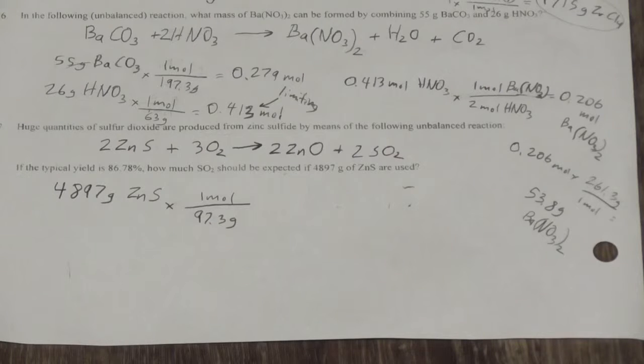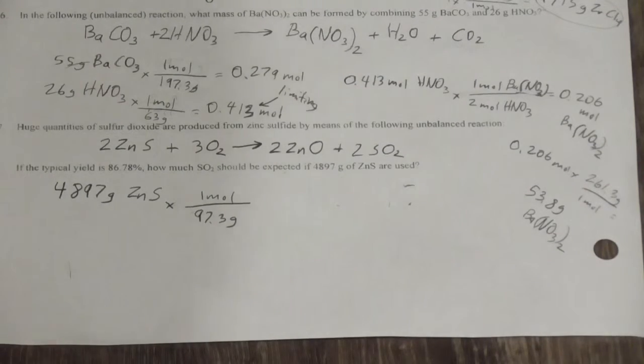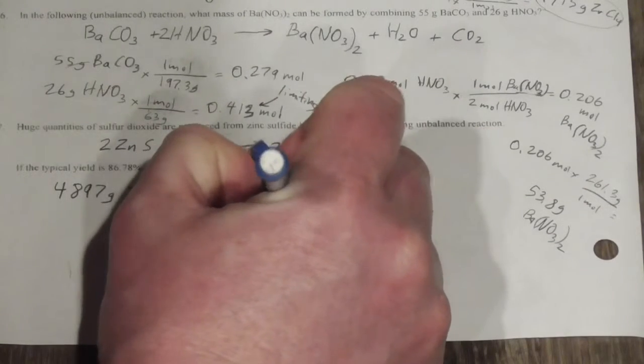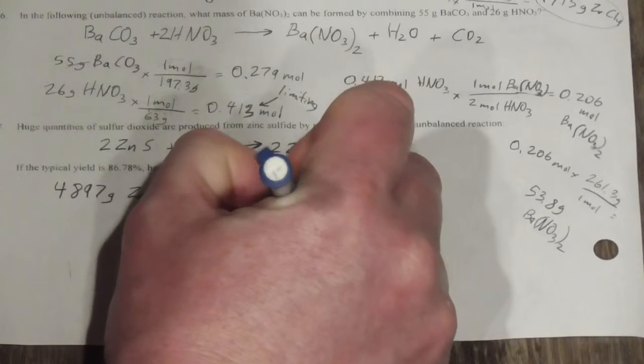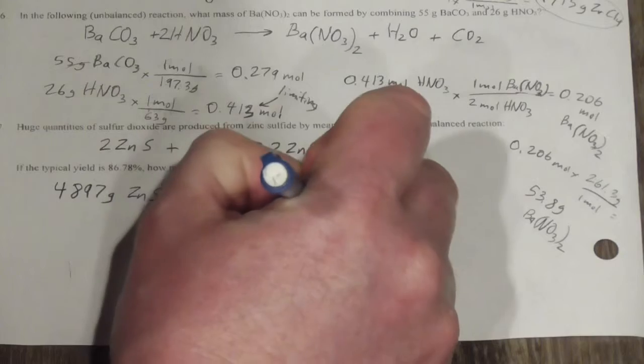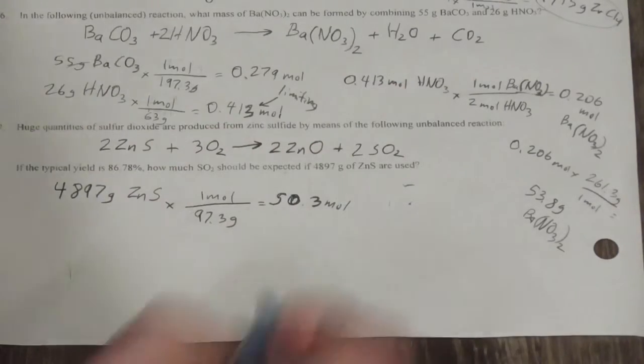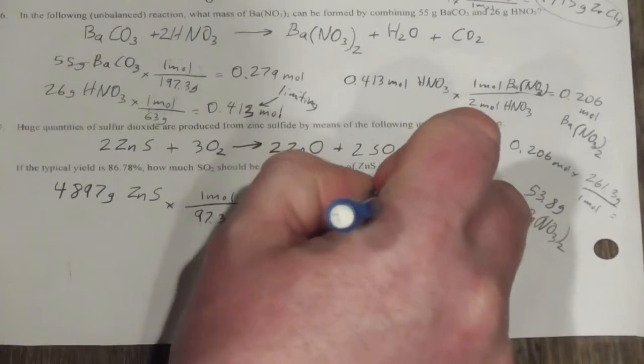But I have 4,897 divided by 97.3, which equals 50.3. We'll call it 50.3 moles. 50.3 moles of zinc sulfide.